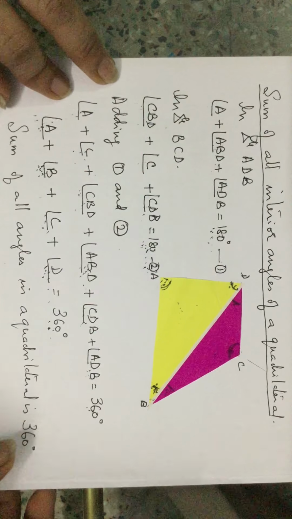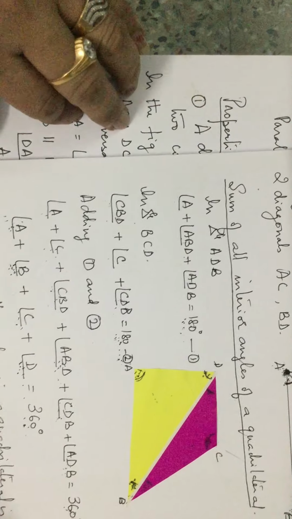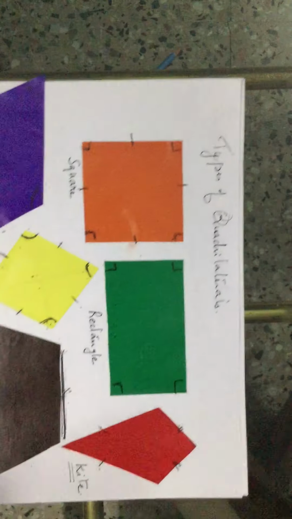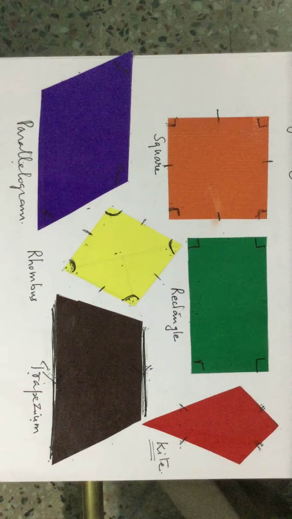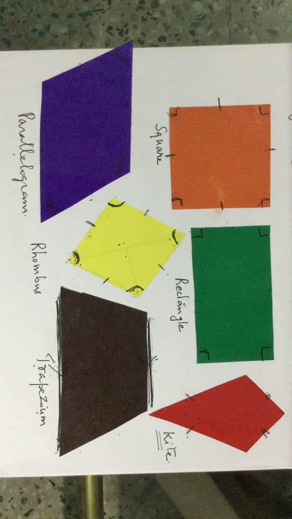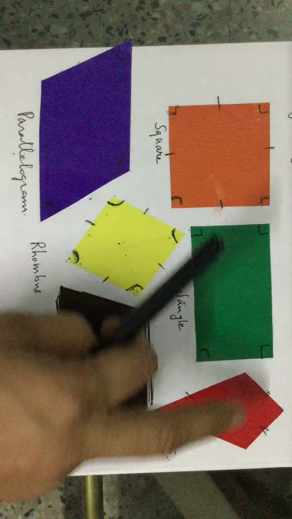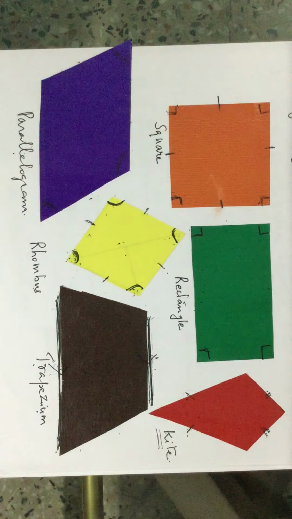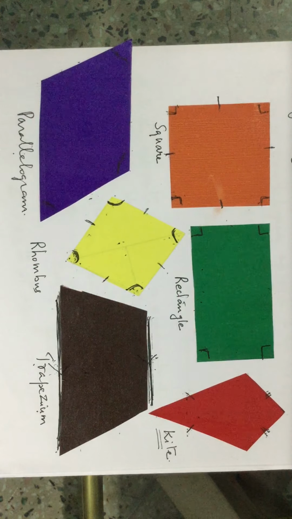Okay, so let's go to the different types of quadrilaterals we are learning. So what are the different types of quadrilaterals? You can see that I have kept 6 types of quadrilaterals. I have pasted them over here with different colors.